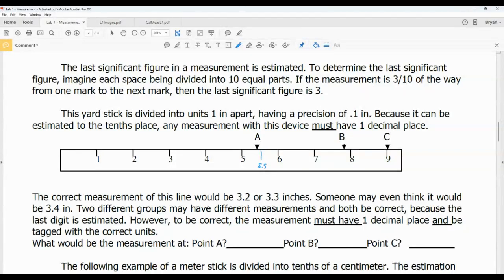Then if we look at letter B, it is clearly between 7 and 8. If we think about where the halfway point would be, somewhere about here, so that would be 7.5.